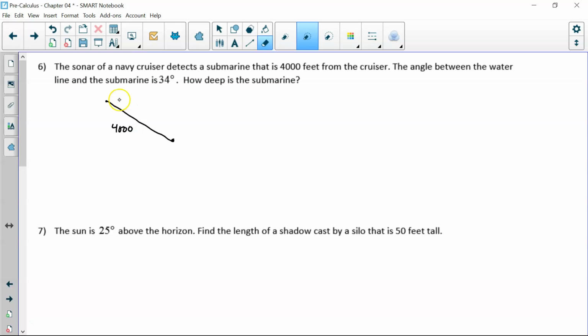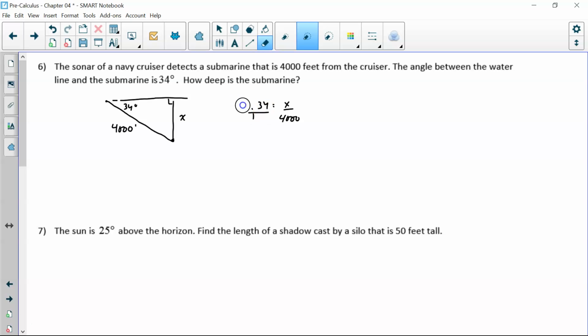Now the angle from the water line, here's the water line up here, that's 34 degrees. That's that angle of depression. We want to find the depth of the sub. We want to find x. So once again, we have the hypotenuse. We have the opposite. We can use tangent. The tangent of 34 equals opposite, which is x, over hypotenuse of 4,000.